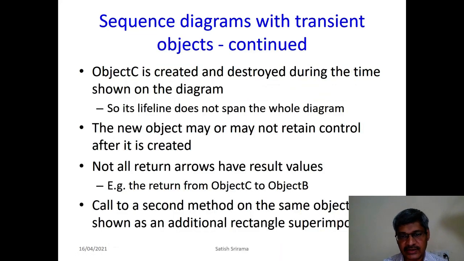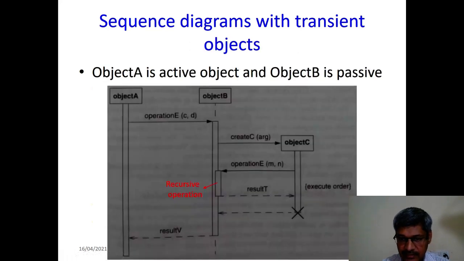So its lifeline does not span the whole diagram. Okay, so I already have discussed this. The new object may or may not retain control after it is created. In the example which we have seen here, the object C is actually retaining the control, so that is why it is becoming an active object. So it is retaining the control till it is actually destroyed again.